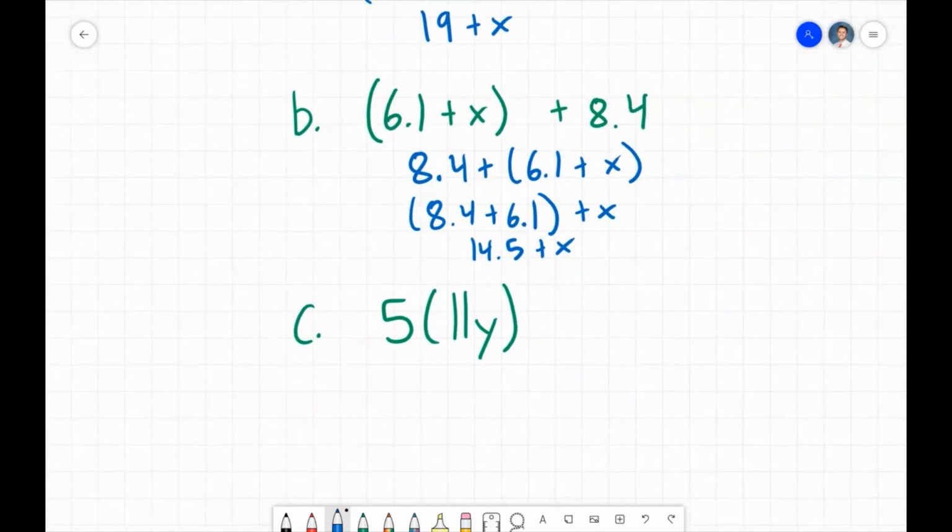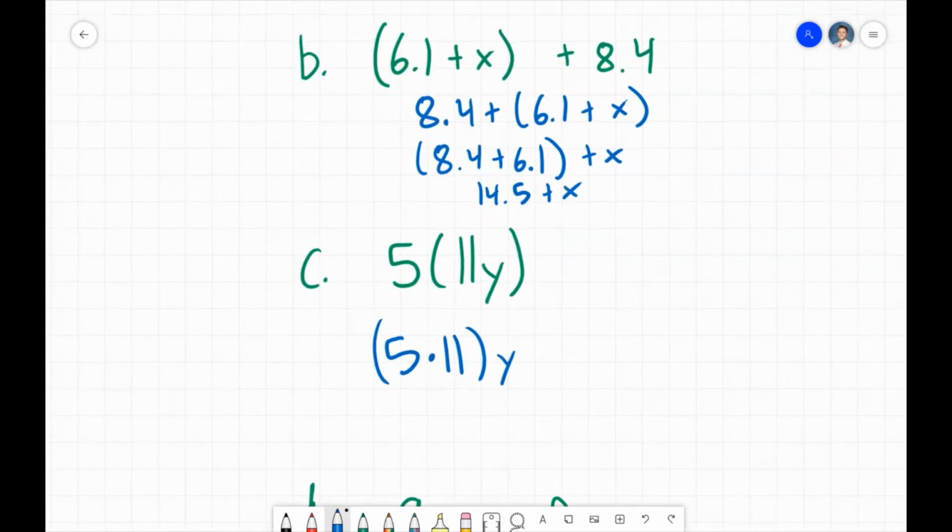Another one, we have 5 times 11y. So again, we could use our associative property of multiplication here. Right now we have 11 times y in parentheses. We could change that to 5 times 11, multiplied by y. And we know that 5 times 11 is 55. So we could simplify this expression to 55y.